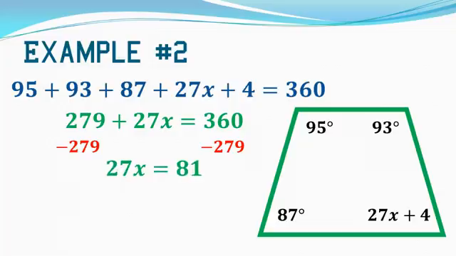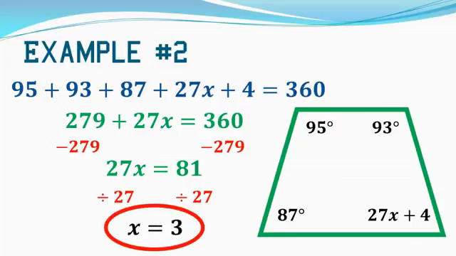360 minus 279 gives us 81. 279 minus 279 gives us our identity of 0, so that's why we have 27x by itself. Now I need to divide both sides by 27. 27x divided by 27 gives me just x. 81 divided by 27 gives me 3. Keep in mind, what does x stand for in this case? It's a variable within an algebraic expression.